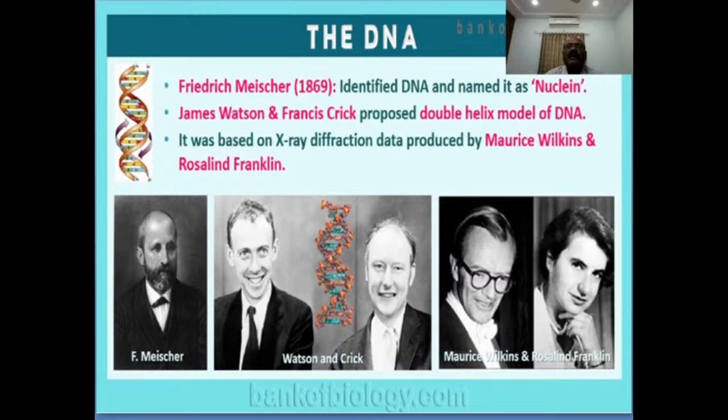Watson and Crick proposed the double helix model of DNA. That means two strands of DNA arranged anti-parallel and twisted. That structure is called a double helix model. So in DNA, two strands are there. The two strands are arranged anti-parallel and twisted. So that is called a double helix model. And it was based on X-ray diffraction data produced by Wilkins and Franklin.